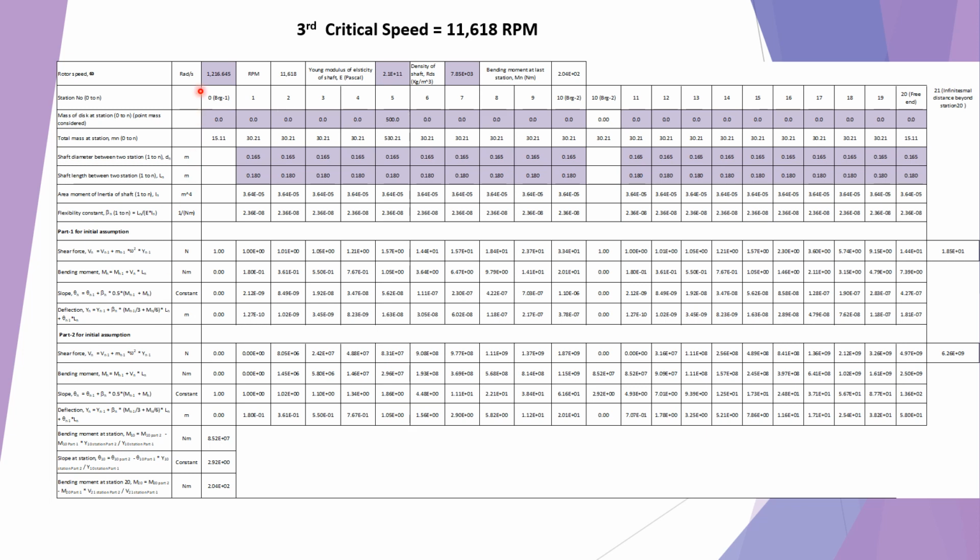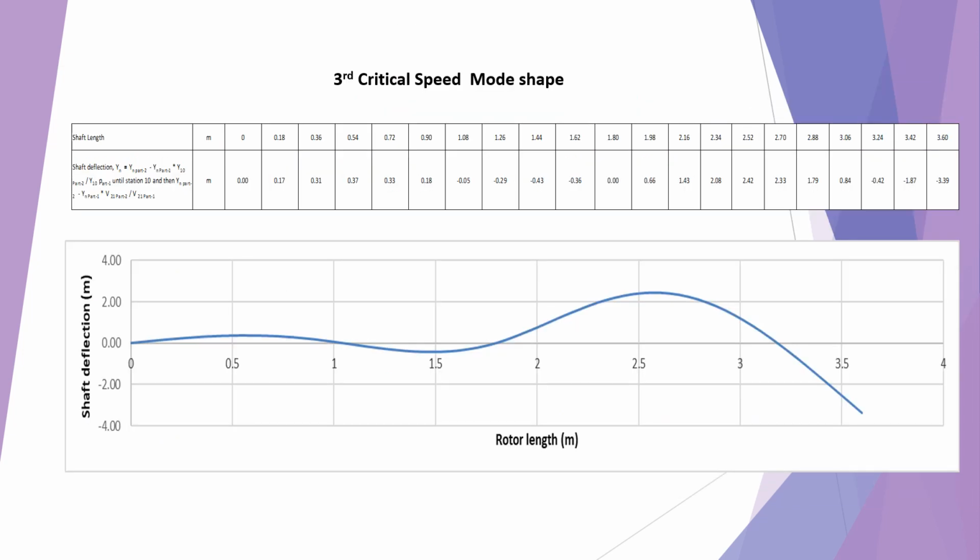This is the third critical speed, which is 11,618 rpm. At the corresponding angular velocity, the bending moment at the last station becomes 0. This is the mode shape for the third critical speed. The x-axis is the length of the shaft, the y-axis is the deflection at stations. There is no deflection of the shaft at the bearings. However, there is a deflection at other locations.